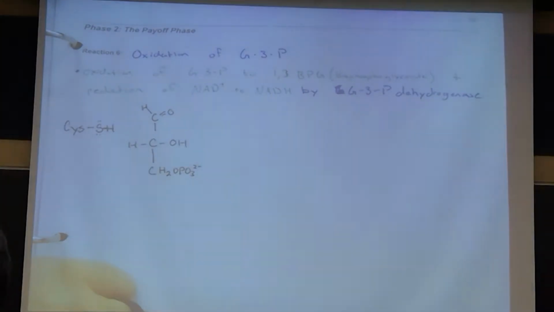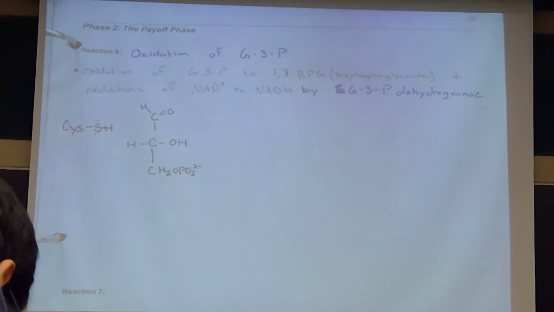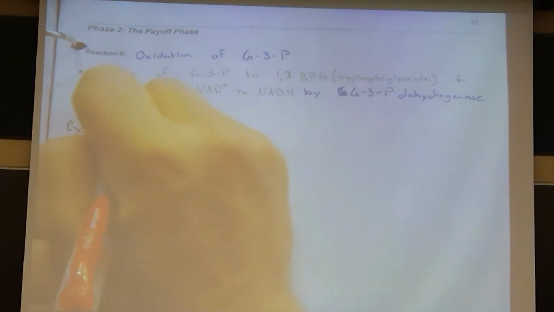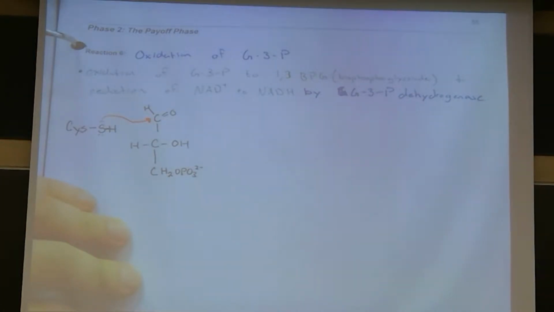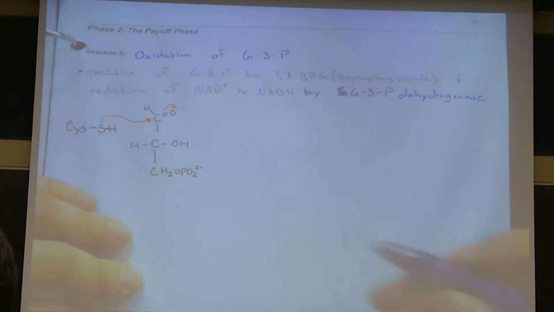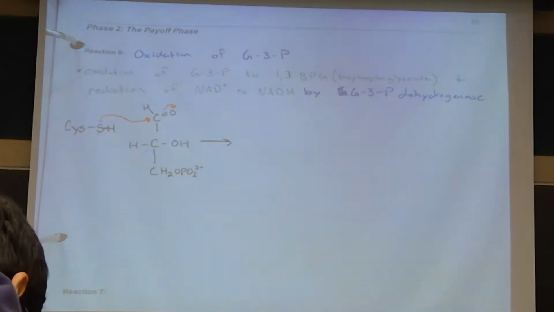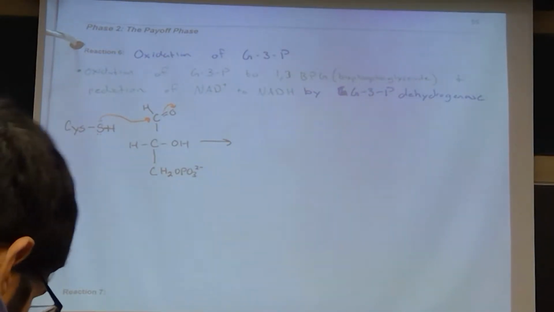First step is nucleophilic attack from my thiol. Where is my best electrophile? Carbonyl carbon. Five bonds on the carbon. Leads us to an enzyme, a covalent enzyme-substrate intermediate.